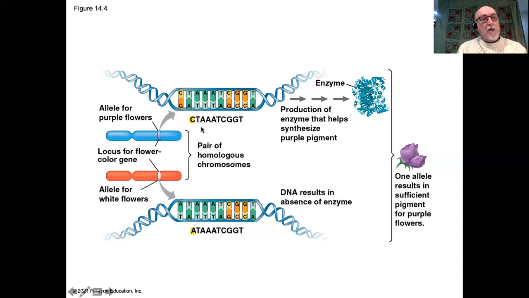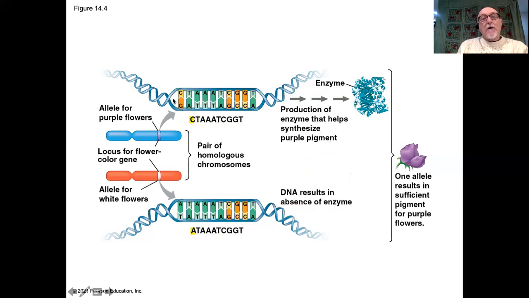This gene is responsible for producing an enzyme in a metabolic pathway that ends up synthesizing the purple pigment. So this is a working gene, and it produces a purple flower. This allele here is for white flower, and the sequence reads ATA, not CTA, but ATA, AAT, etc. And it is non-functional. It doesn't produce the enzyme. So this metabolic pathway to produce the purple enzyme just doesn't work. So this gene on its own would produce a white flower. This one here would produce a purple flower.